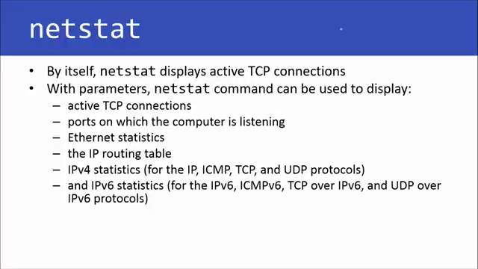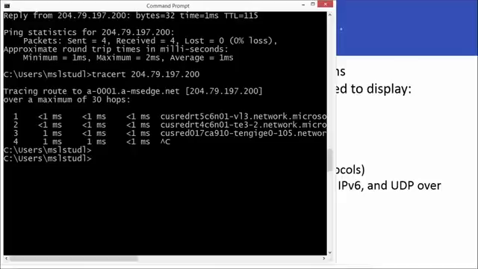With some specific parameters, so additional characters that are provided after a space after netstat. This command can be used to display not just the active TCP connections, but ports on which a computer is listening, Ethernet stats, the IP routing table, IPv4 statistics, and then also IPv6 statistics as well. So let's see that in action really quickly here.